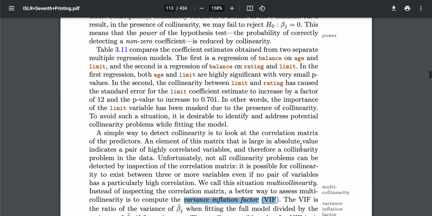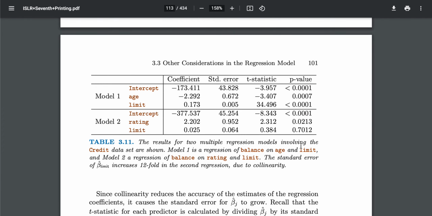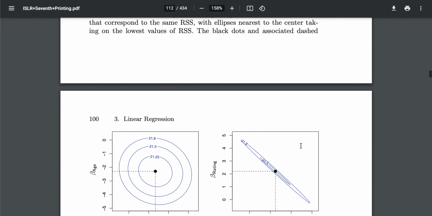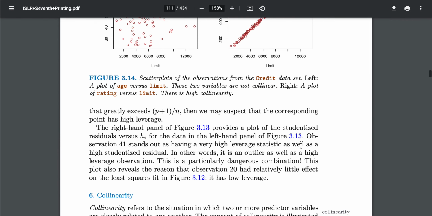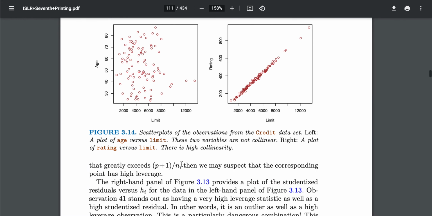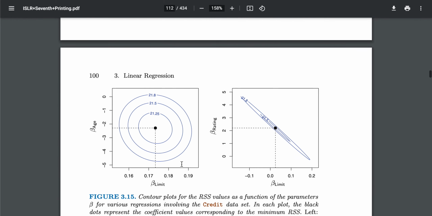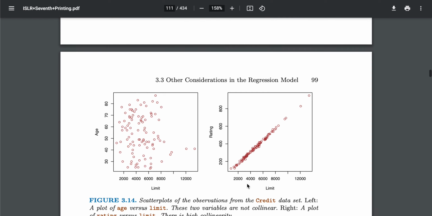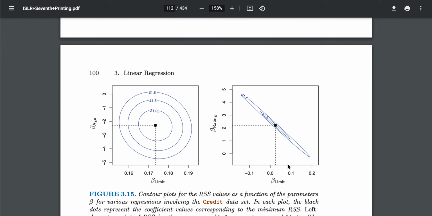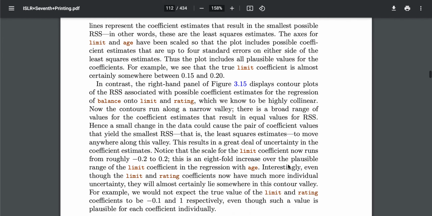In the example in the book that we covered in the previous lecture, remember, rating and limit were highly correlated, whereas age and limit were not. And we were trying to predict credit based on age and limit or rating and limit. But because rating and limit are highly collinear, the contour plot looked like this, leading to a large standard error, as we can see here.